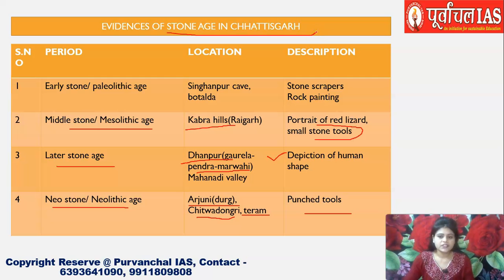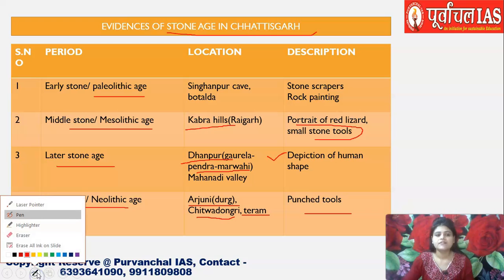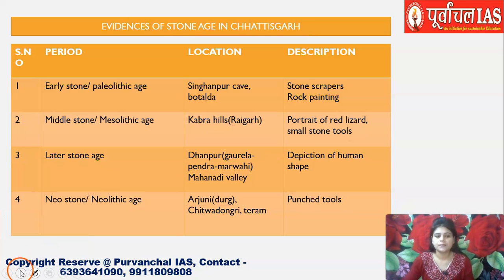Now, the questions are asked in such a manner that they can ask you from where you get the evidences of a Paleolithic age. The question can be like from where you get to see the portrait of a red lizard, etc. Or Arjuni Durg shows you the era of which age, etc. These could be questions from this particular area.